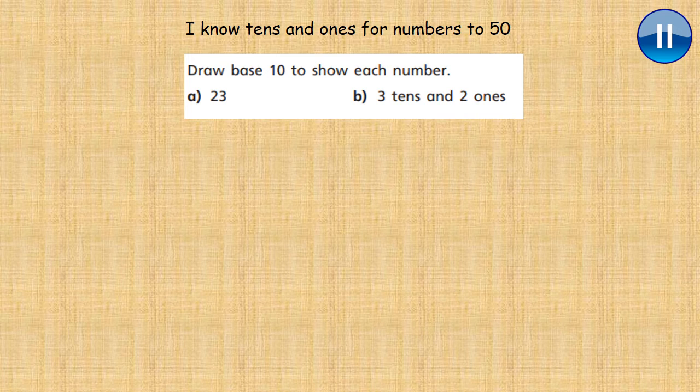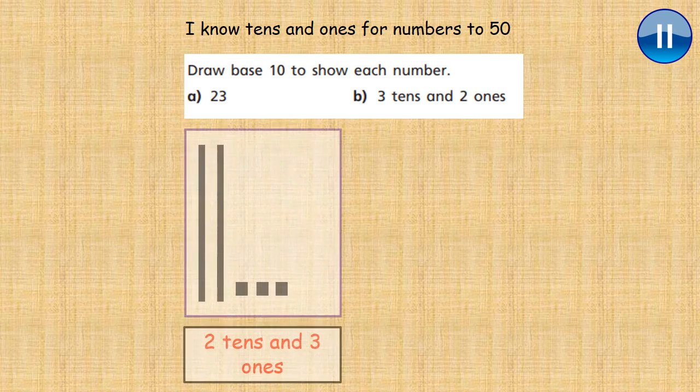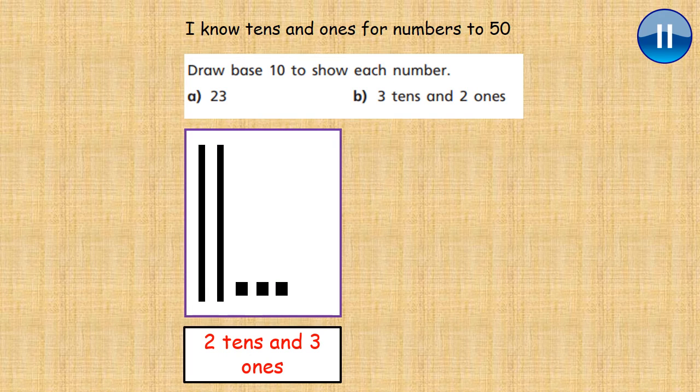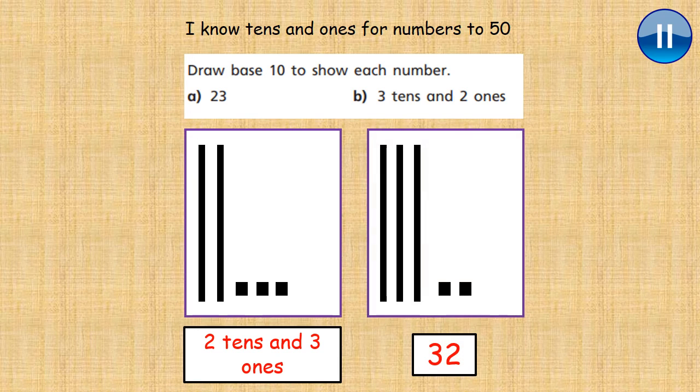I know when I look at it, a stick shows 10. Have a look at mine. 23 is 2 tens and 3 ones. 3 tens and 2 ones is 32, and it looks like this. Great work.